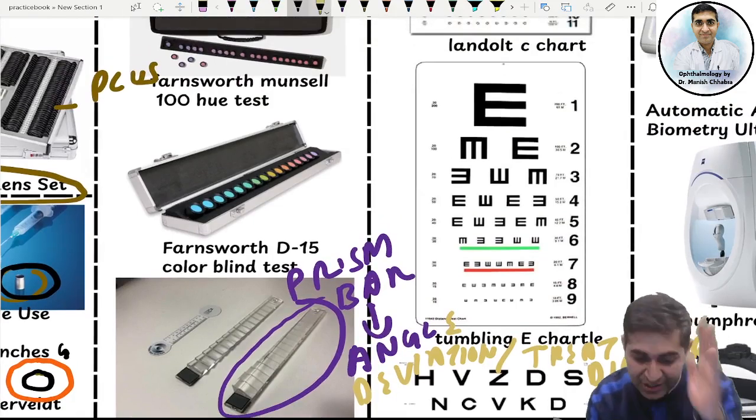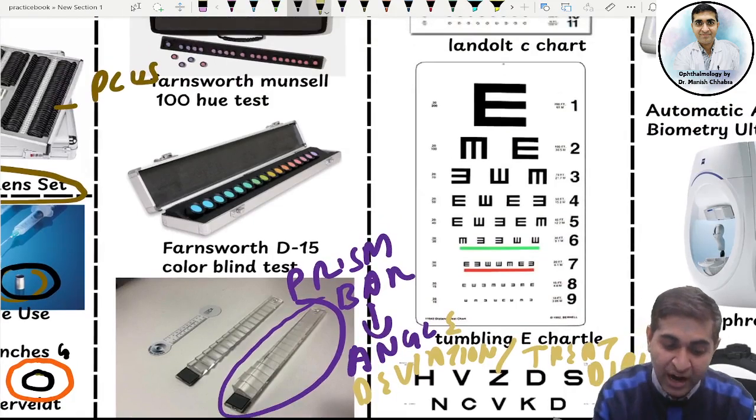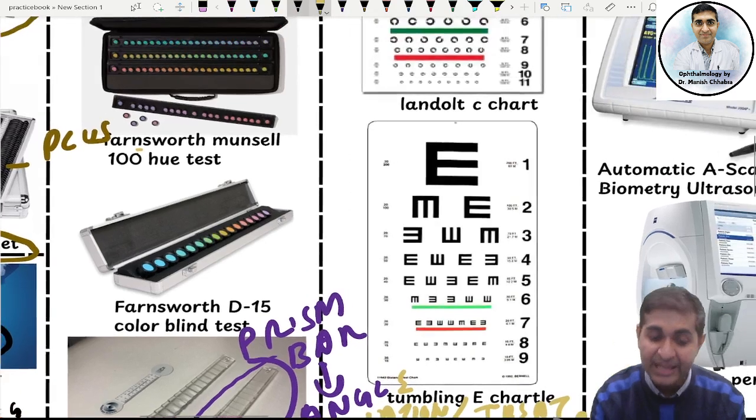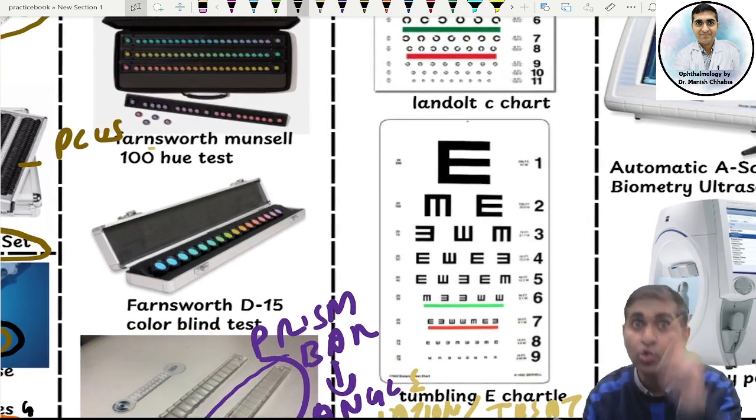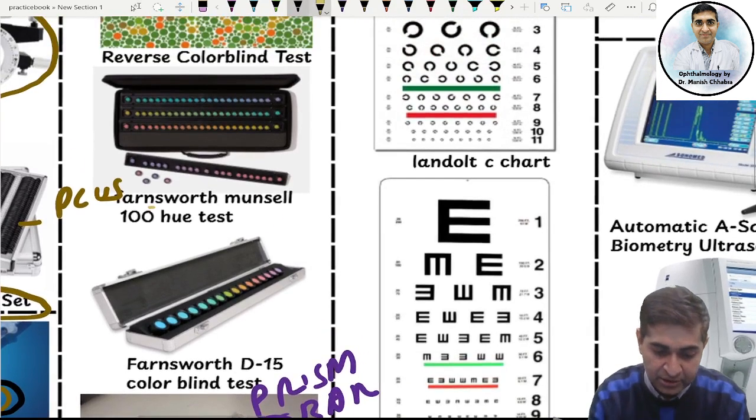Farnsworth D15 or Farnsworth-Munsell 100 hue test. It helps in quantification of color blindness. Mind you, quantification of color blindness.